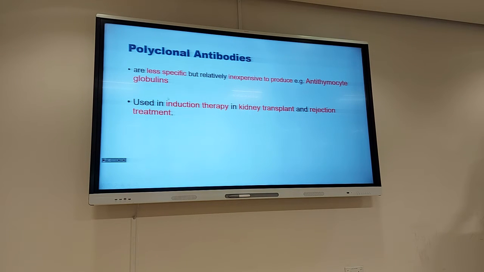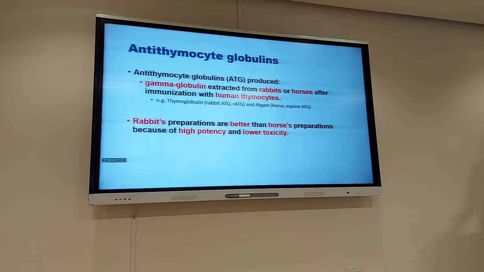The polyclonal antibodies are less specific, but relatively inexpensive to use, and usually they are used in induction therapy in kidney transplant and rejection. An example is anti-thymocyte globulins. They are produced from gamma globulin extracted from rabbits and horses after immunization with human thymocytes. But the rabbit preparation is usually better than the horse because it has high potency and low toxicity.